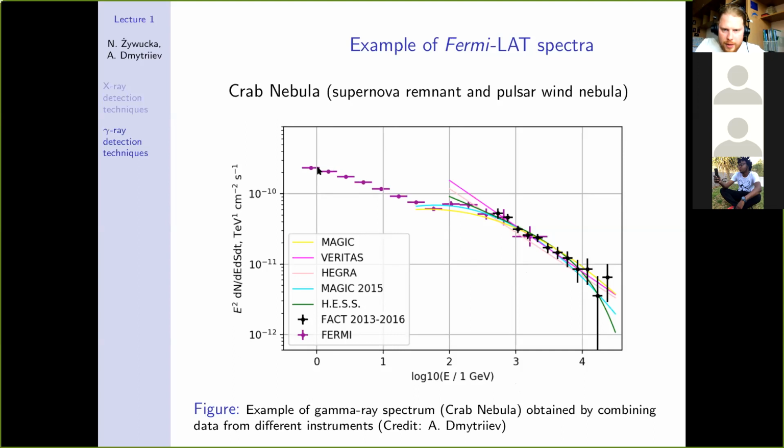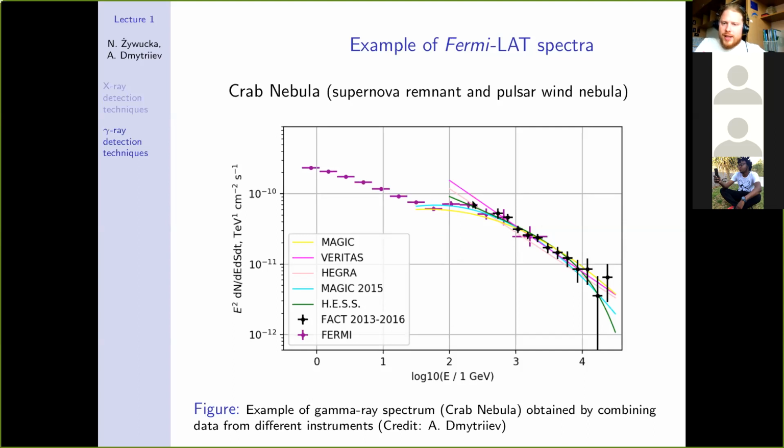The violet dots are the Fermi LAT spectrum. It overlaps with the black dots, the spectrum measured with IACTs, Cherenkov telescopes. You see they're overlapping, so we have a smooth transition. And you see the spectrum is just a power law, but here it has some sort of bump. So we see an interesting feature.